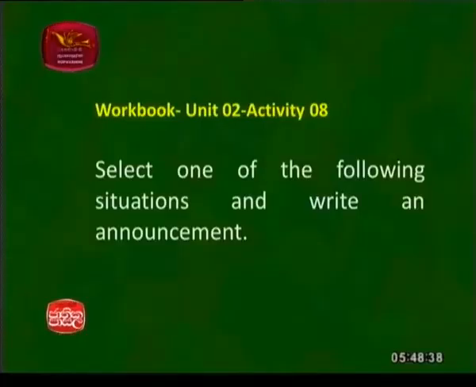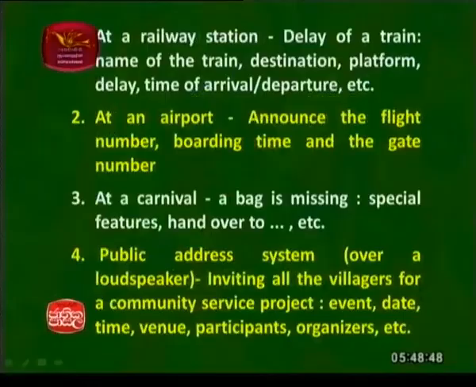Right. So, there are some more activities, children. You can do those things. This is from Unit 2, Activity 8. There are some situations. Can we see those situations? Yes. Right. So, one is at a railway station. Train is delayed. So, you have to announce the name, designation, platform, delay, time of arrival, departure.